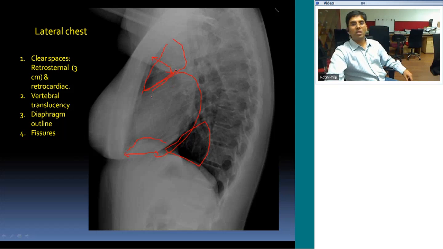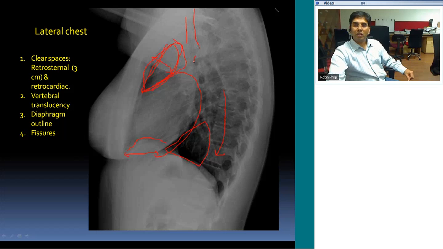Even this space is filled up in case of anterior mediastinal masses, like say thymomas or any lymphoma. This space gets filled up, and also look for this translucency: as you move caudally, this translucency should increase. This is very important because sometimes any pathology in the lower lobes, say early pneumonitis, is the only finding you would see on the lateral radiograph. So it's very important. And then follow the tracheal margins.